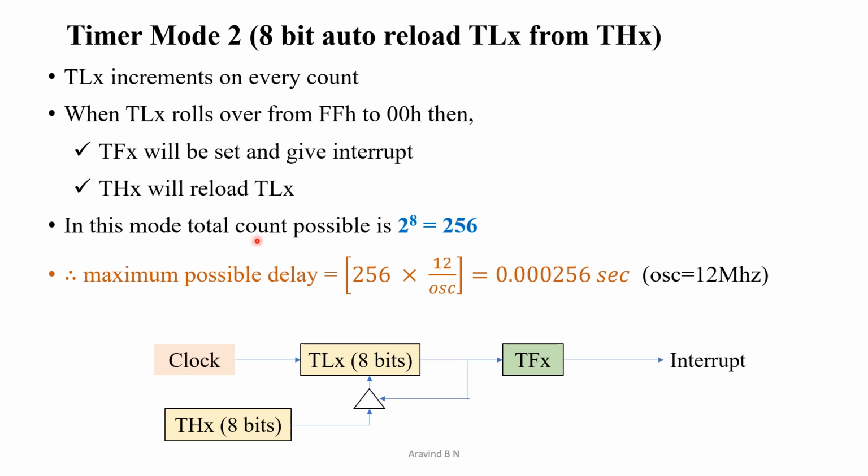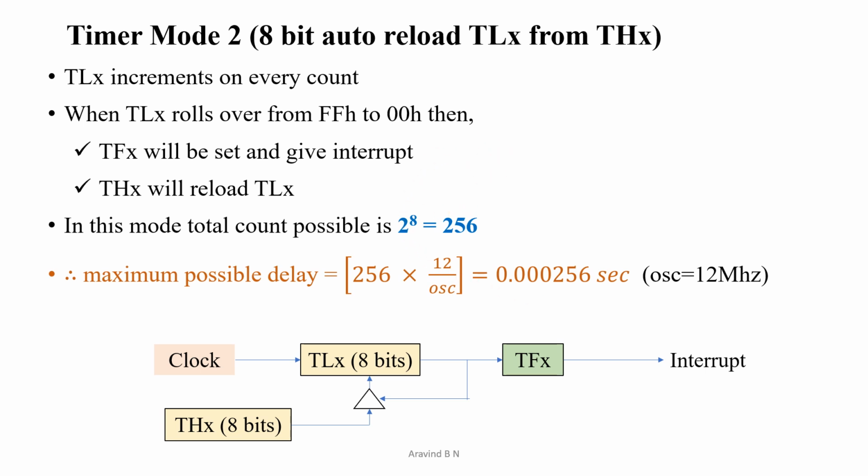Right? So then what is the maximum count value possible out of it? Since this is a typical 8-bit representation, 2 to the power of 8 is the highest possible count value. So that is 256. Now how much delay we can produce out of it? So same formula we are having: count value divided by 12 over oscillator frequency, which we are assuming as 12 megahertz over here. Then this is the delay we can get out of this mode of operation.